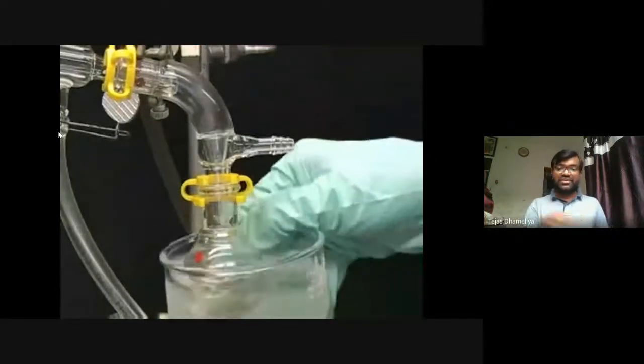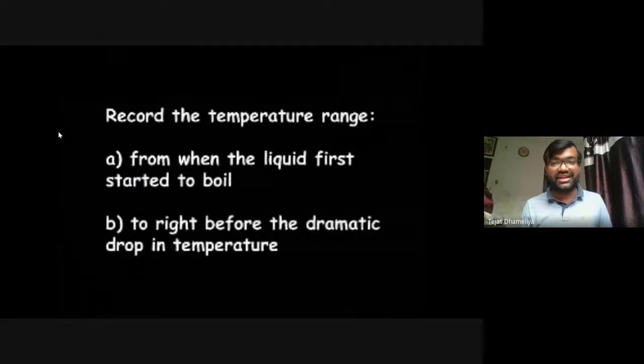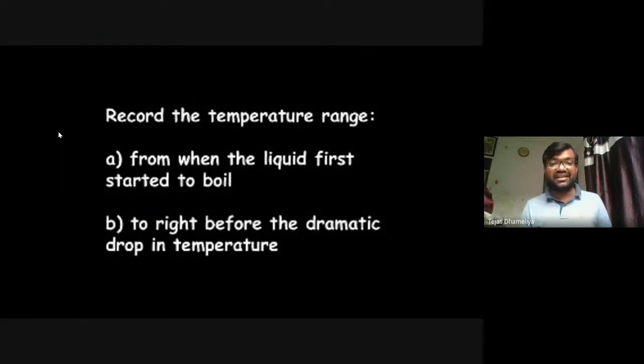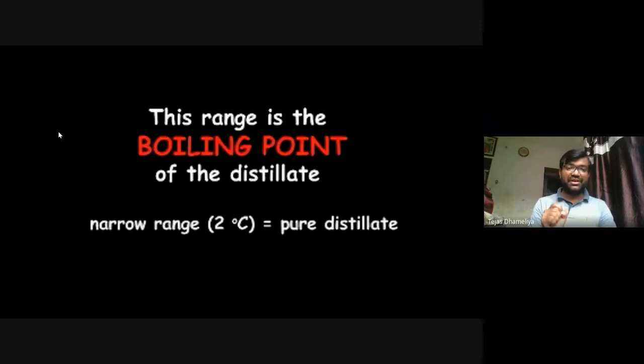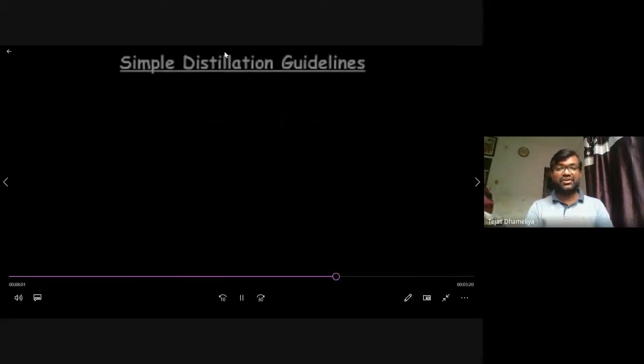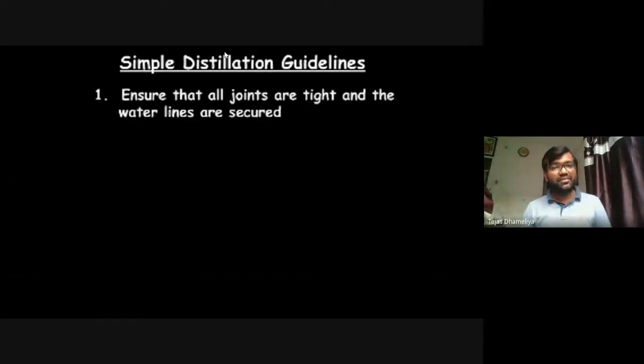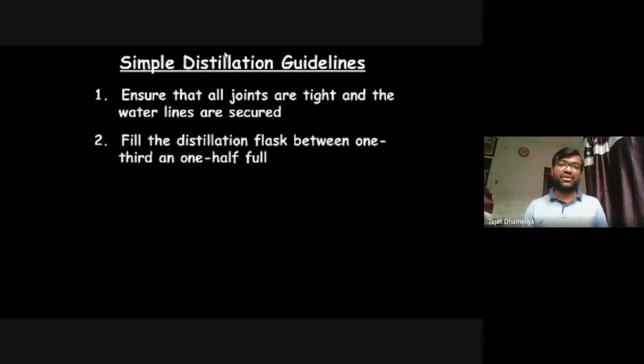So this is actually showing how to separate two different things. Okay, so once we have collected some distillate at a particular temperature, then we can discard it and collect the solvent as well. So the boiling point of the distillate must have a narrow range of 2 degrees Celsius, so it will always be pure distillate. And once our distillation is done, then don't turn off or close this. Okay, this is the way distillation is carried out. Some guidelines are given. We should ensure that all the joints are tight and water lines are secured.